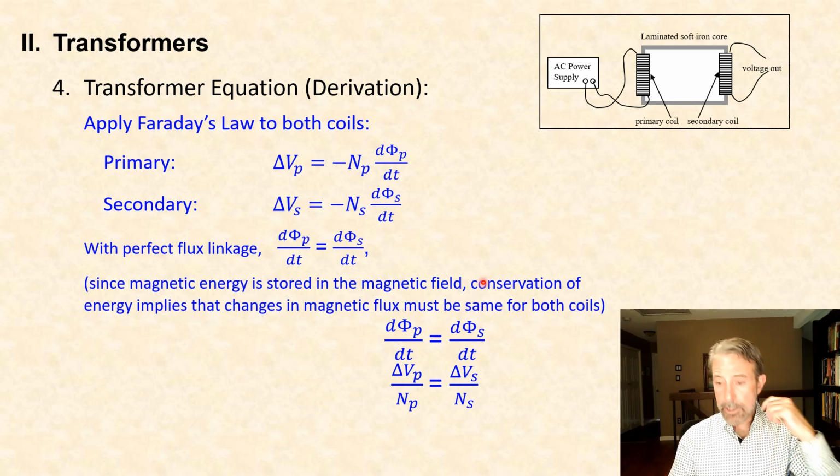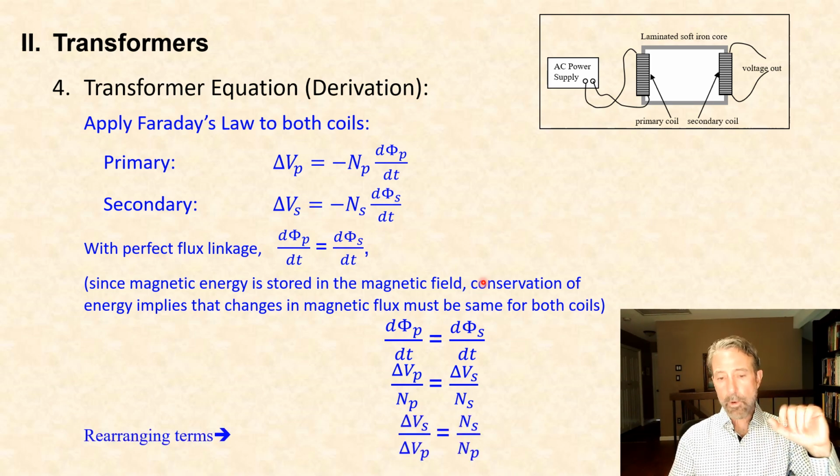We can rearrange this equation if we like, and this is more commonly the way the transformer equation is expressed. So you'll notice here that what this tells you is that the ratio of the output voltage in the secondary coil to the input voltage in the primary coil is exactly identical to the ratio of the number of turns in the secondary coil to the number of turns in the primary coil.